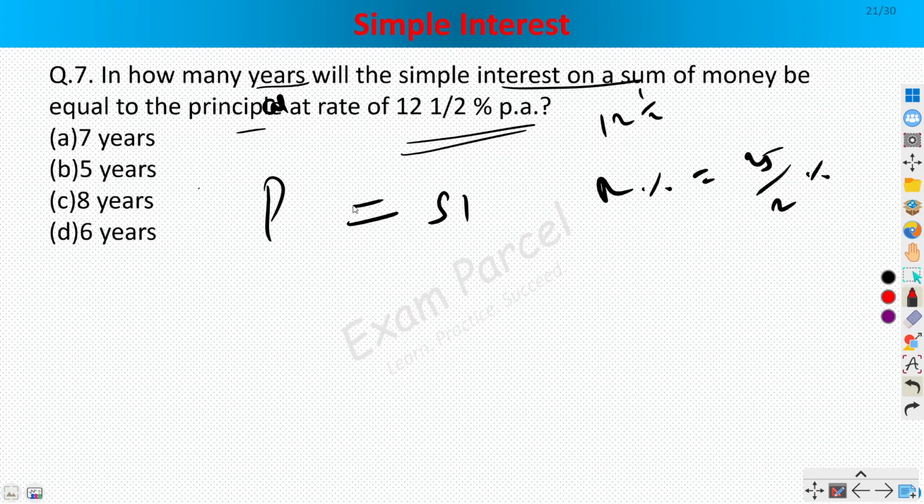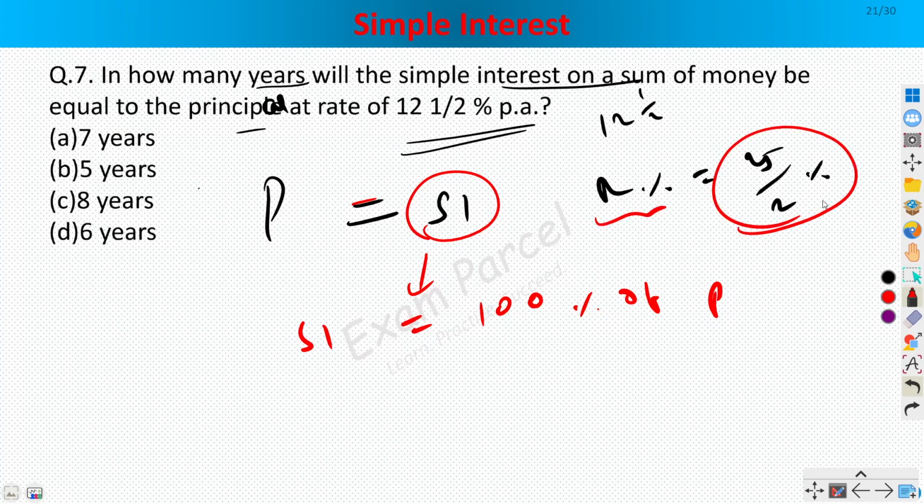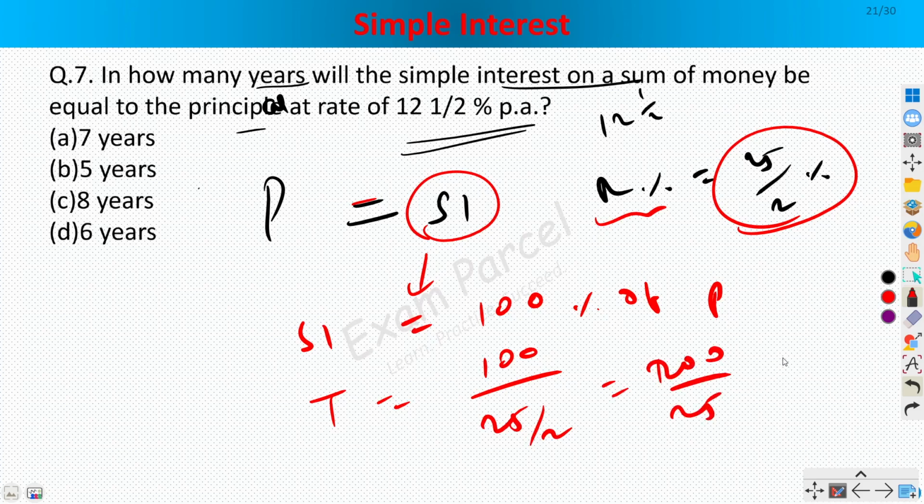Now if my principal is equal to simple interest, can I say that simple interest is 100% of principal? Obviously, any value will be 100% of itself. So simple interest is 100% of principal, and we know that R percent is 25 by 2%. So in how many years? T would be 100 by 25 by 2. These many years it will take. So 200 by 25, that would be 8. Sorry, 8 years, not percentage. So option C. This was an easy question.